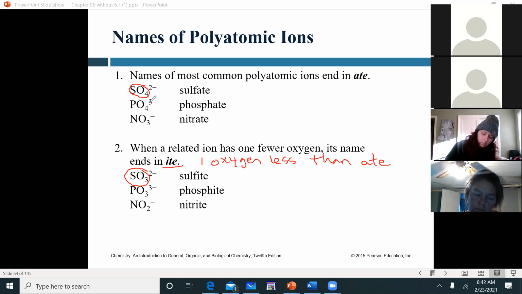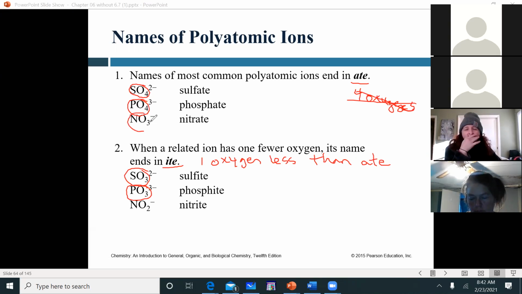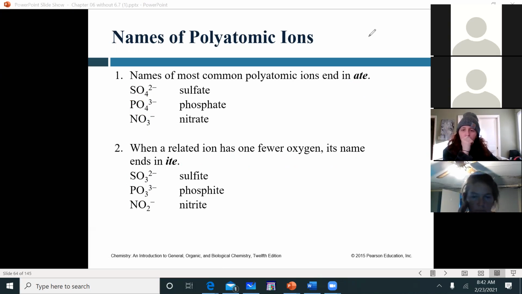Same thing here, phosphate, PO4 with a 3- charge. Phosphite is PO3 with a 3- charge. Now don't get the idea that ATE means 4 oxygens. That is not what it's saying, okay? All the ate is saying is it's 1 more oxygen than ite. Because look at nitrate. In the case of nitrate, we don't have 4 oxygens. We actually have 3 oxygens. But the ite still follows the rule. If nitrate has 3 oxygens, nitrite better have 2 oxygens. Charges, though, stay the same.